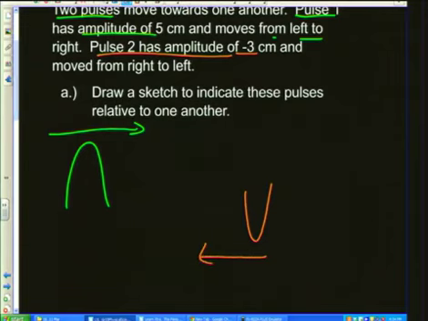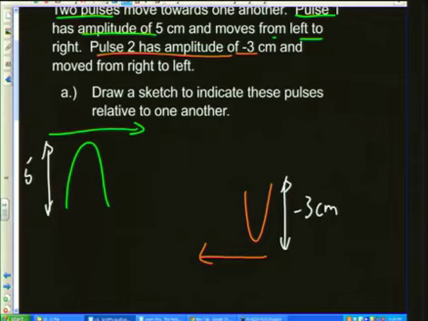Okay? Makes sense. When we say, why did you draw it like that? Well, that's negative. That distance there is -3 units, centimeters. If I was on a grid, then I would draw it like this. This one, I'm just sketching. This one is 5 centimeters above. Now, what it says, it draws a sketch to indicate these pulses relative to one another, and that's what I've done.